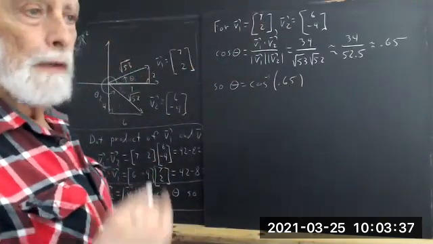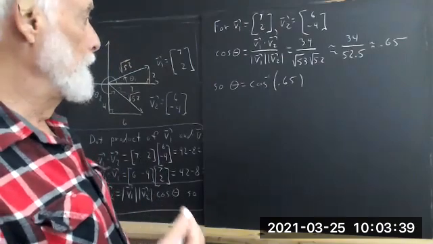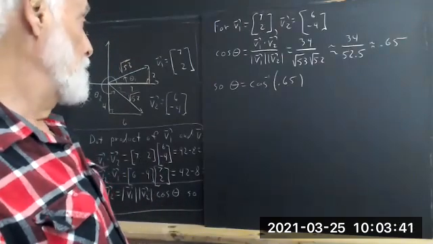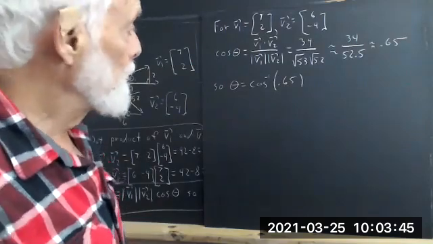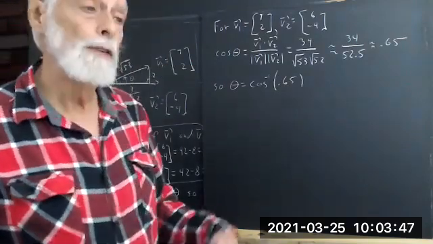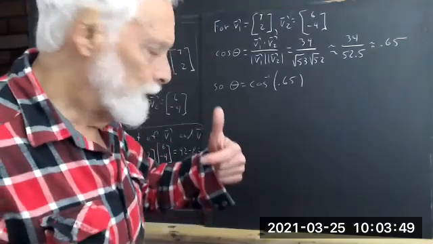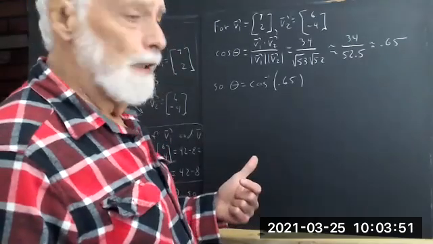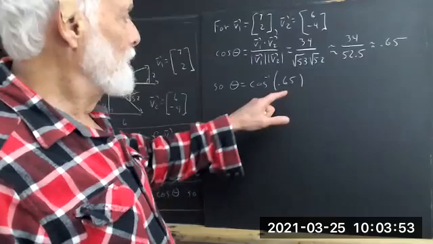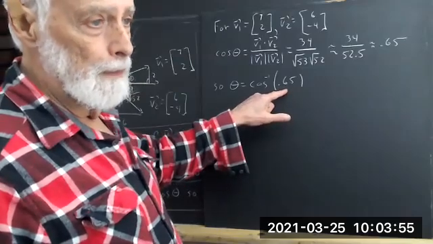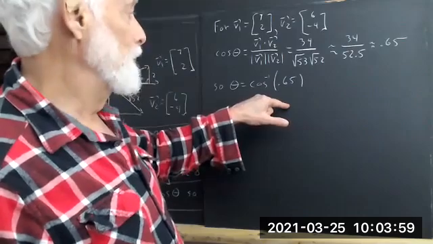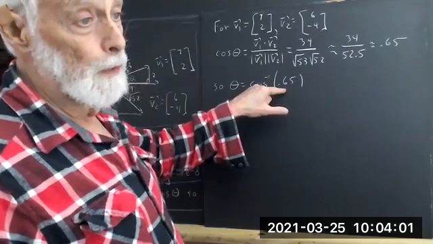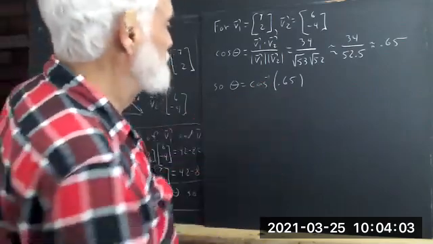Now, I can't do the inverse cosine of 0.65 in my head, but I know that the cosine of 37 degrees is about 0.8. The cosine of 53 degrees is about 0.6. So this is going to be about 3/4 of the way between 37 and 53 degrees. That's a difference of 16 degrees. So I'm going to say it's probably about 49 degrees. Okay.